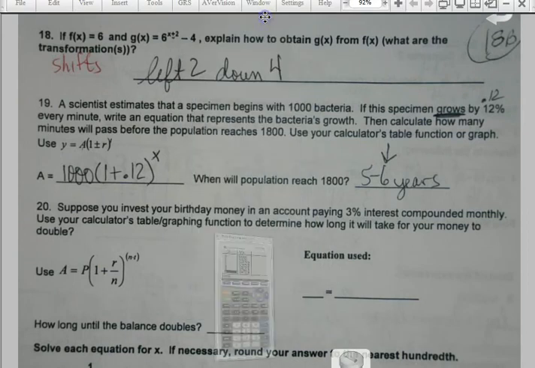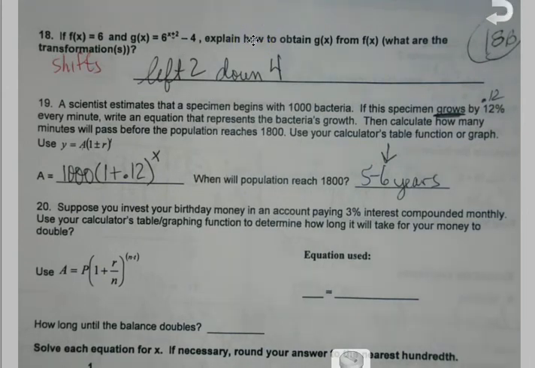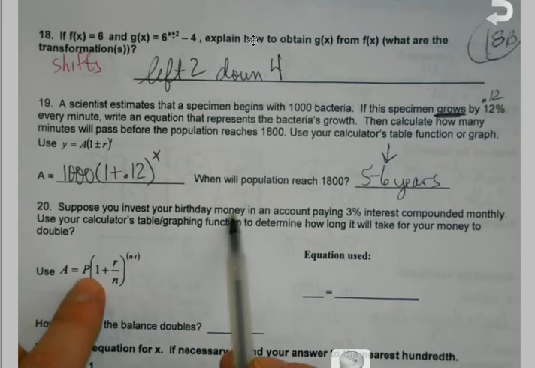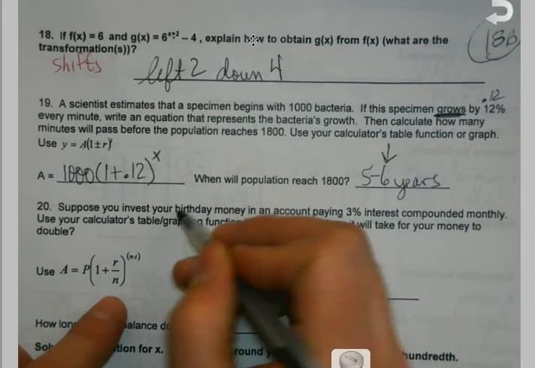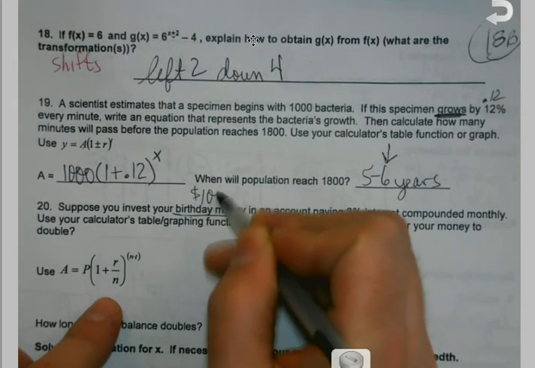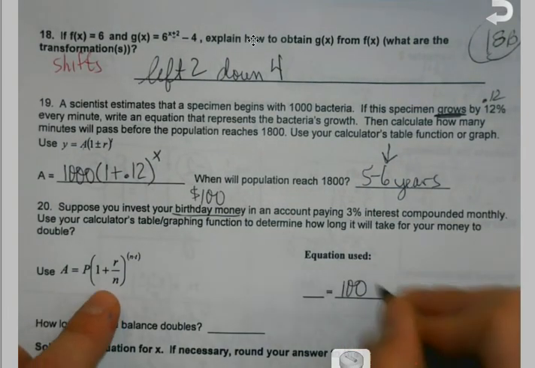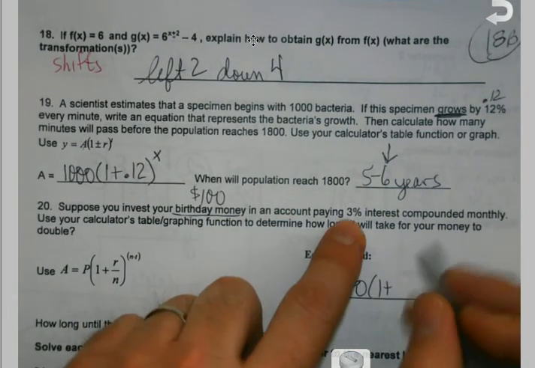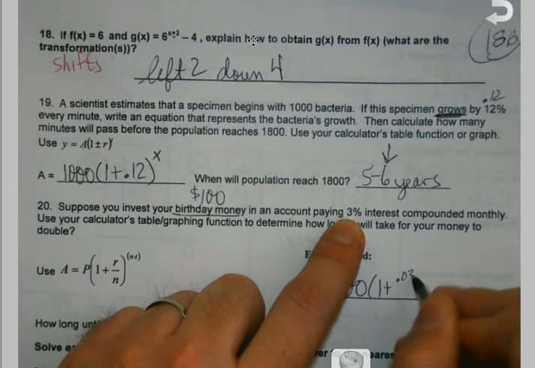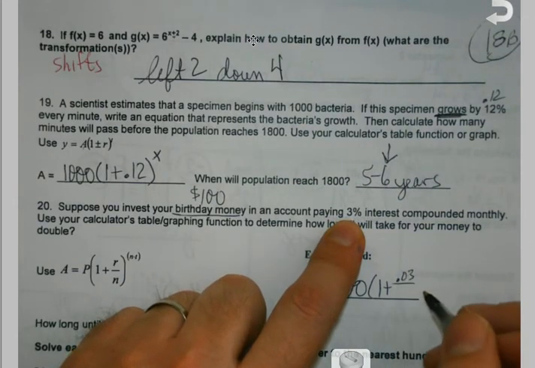Okay. Same type of idea working on 20 here. Suppose you invest your birthday money. Notice they didn't say how much. So I'm going to create a value. I'm going to give myself $100 here. So 100, 1 plus my rate. Don't use 0.3. That'd be 30%. That'd be awesome, but it's not happening.